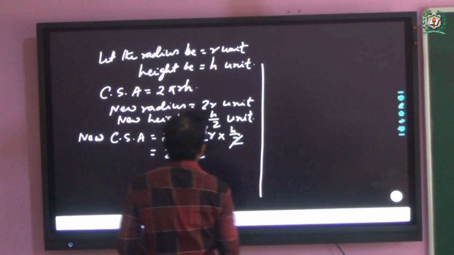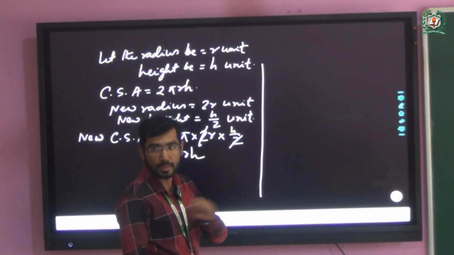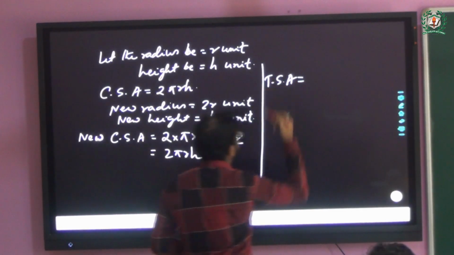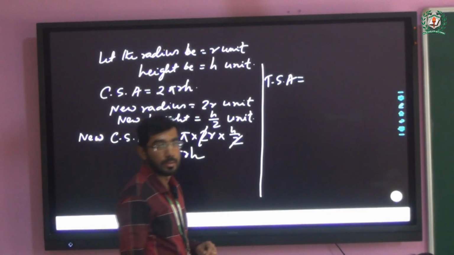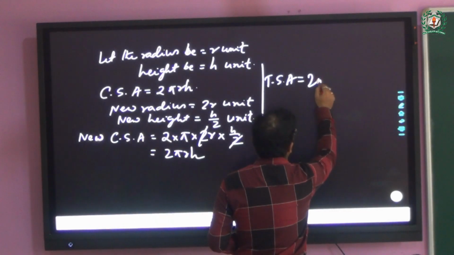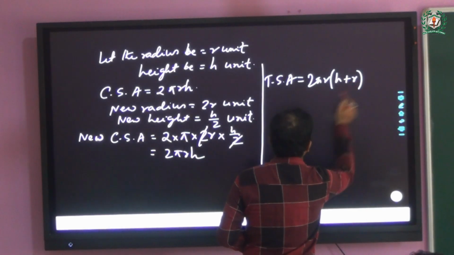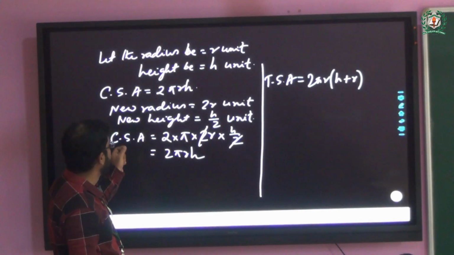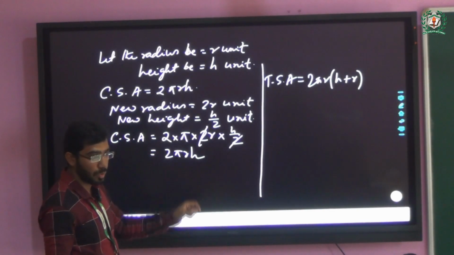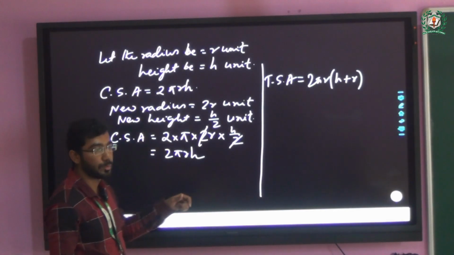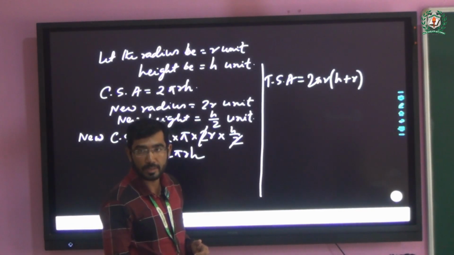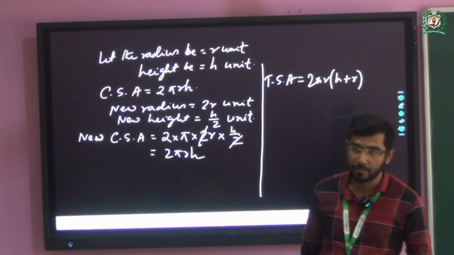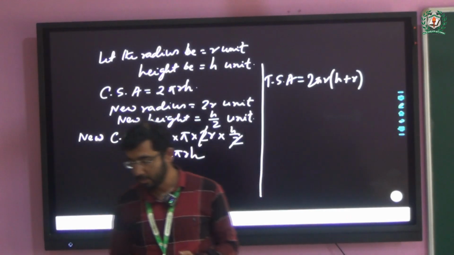Total surface area, can I write it as TSA? Yes. TSA, total surface area. So what is the total surface area of a cylinder? 2 pi r into h plus r. Now put the changed values, new values. In place of r we have to put 2r, in place of h we have to put h by 2. Then calculate it and see what is the change, how much it is increasing or decreasing. Go for it. Solve.